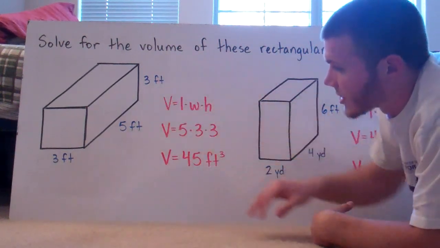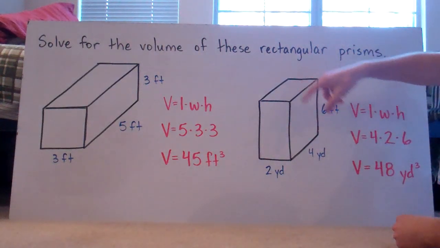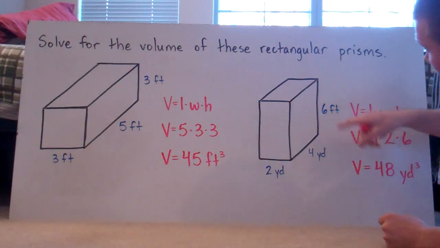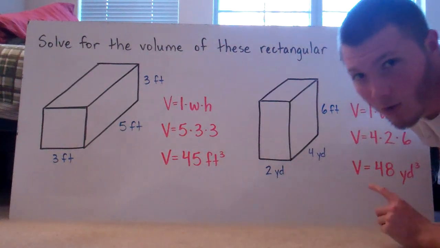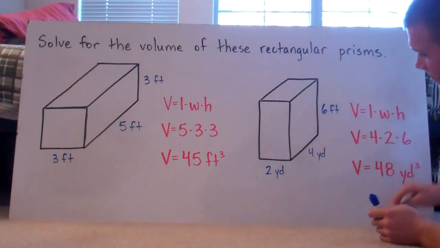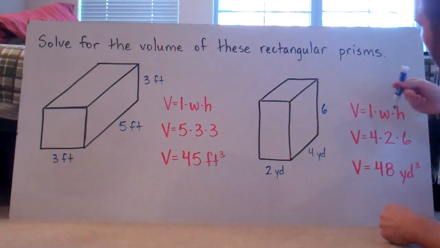So in this case we're dealing with feet. This problem, we've got a prism that deals with yards. Oh, and you know what? I need to erase this and make that a yard. So hold on a sec. Let's get rid of that. That should be yards.